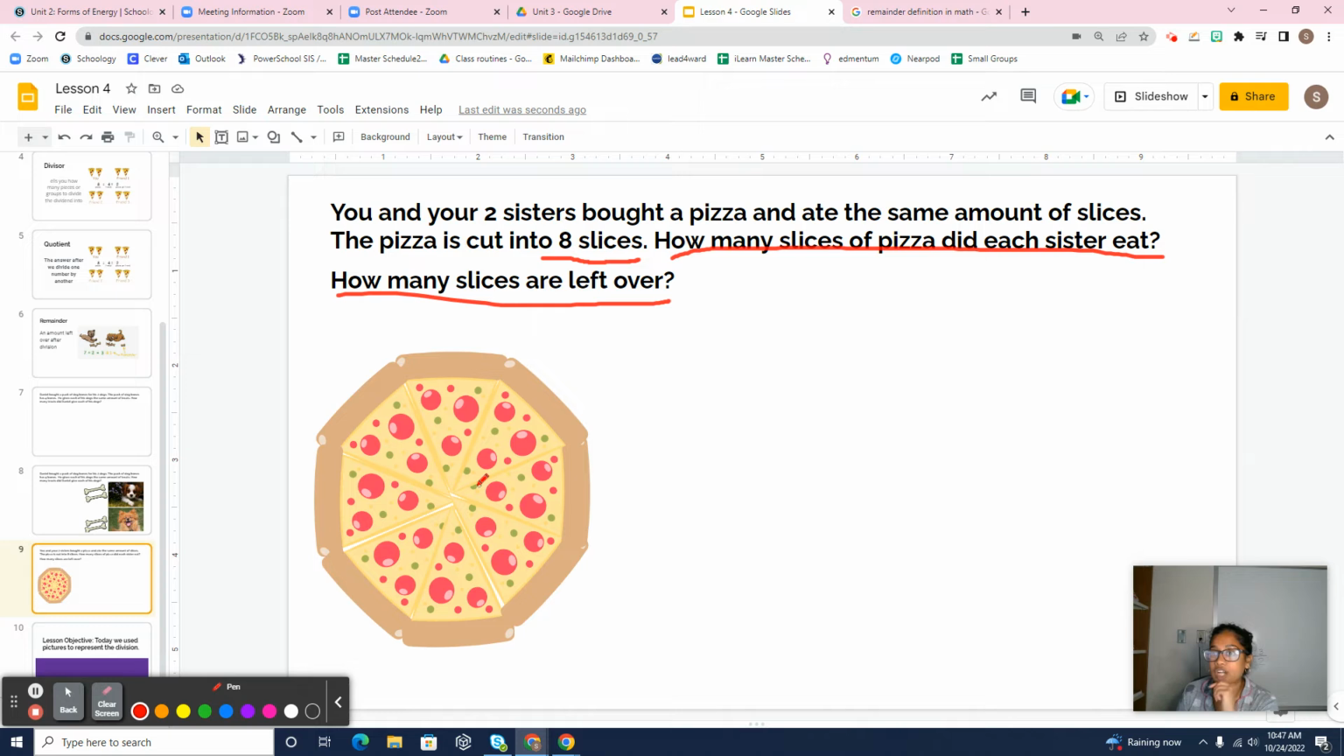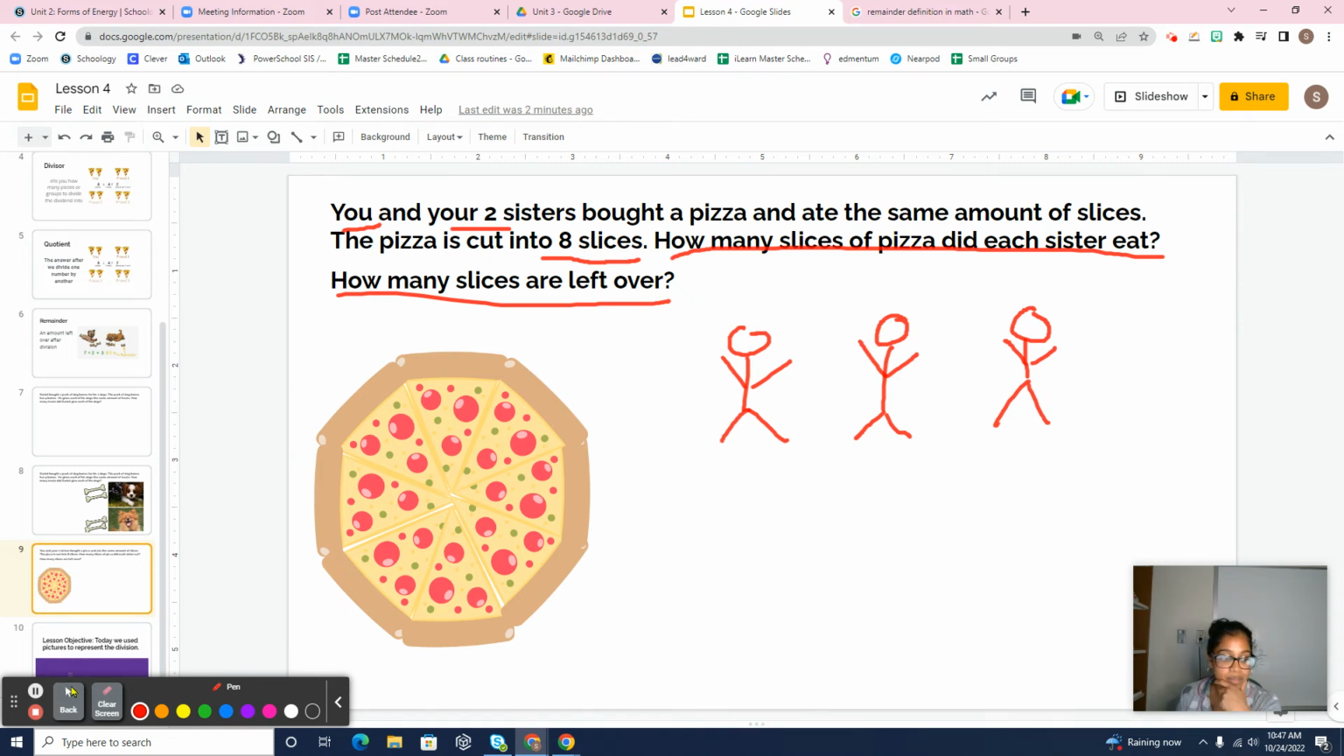Now, how many groups are we dividing our pizza into? It says that you have you and your two sisters. So we have our two sisters. Let's draw them right here. There's one sister and there's your second sister. But then we also have you too. You're also sharing the pizza with your sisters, so we have to draw you as well, right? So how many groups are we dividing our pizza among? We have 1, 2, 3. So we have 3 people that we are dividing our pizza among.